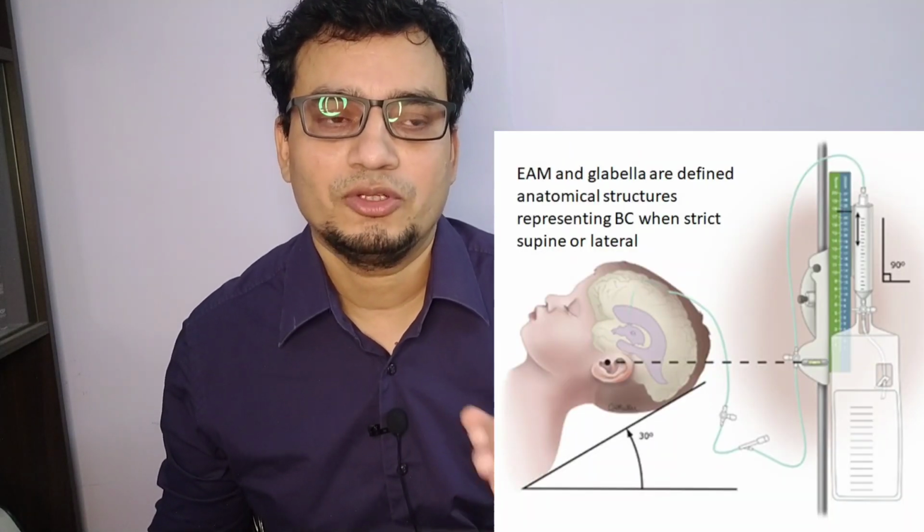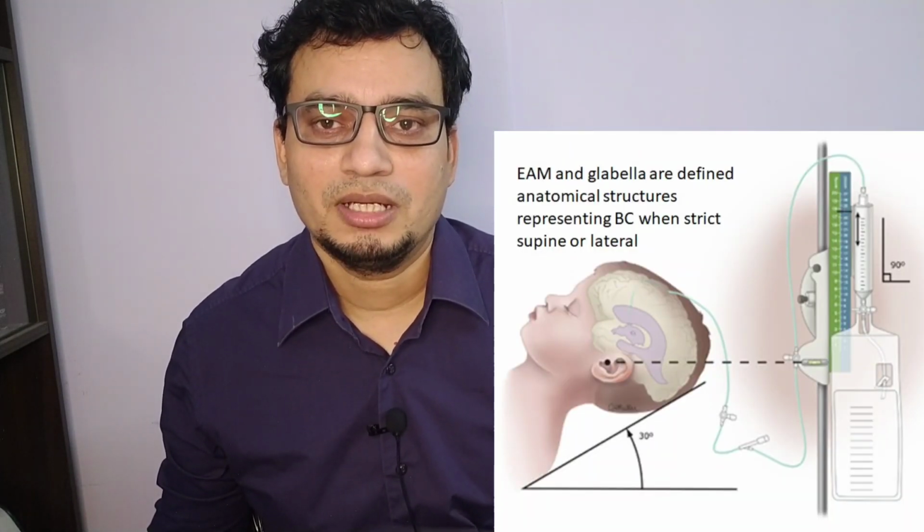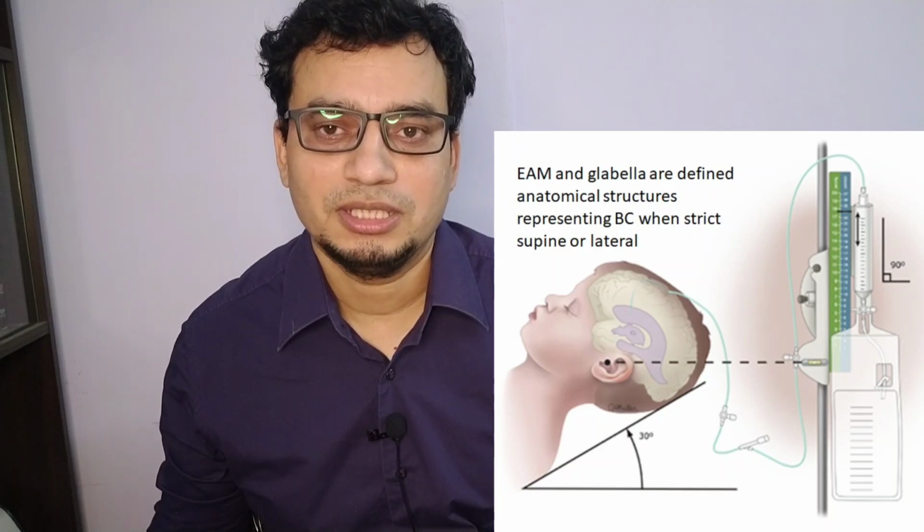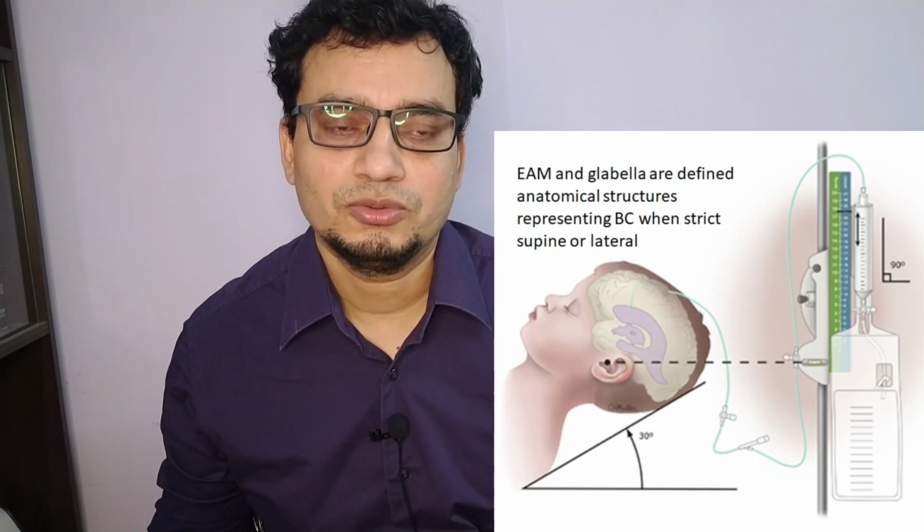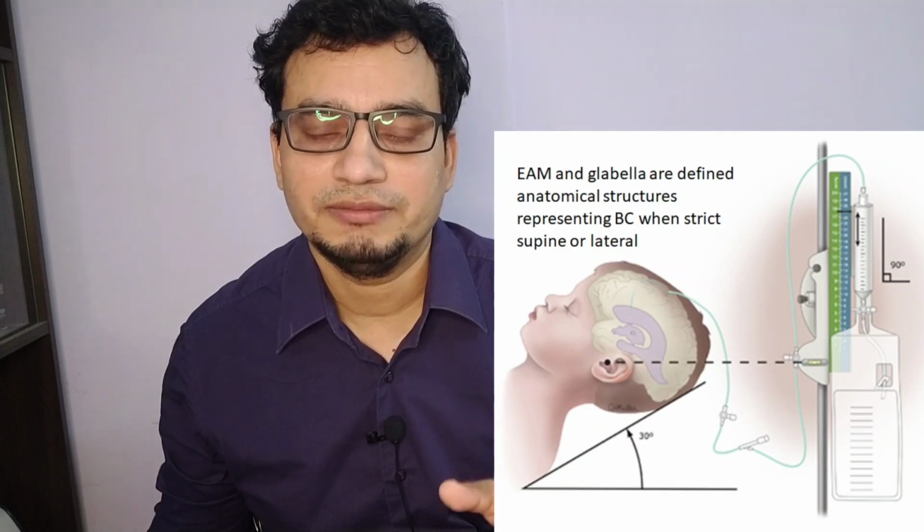And now you should know what should be the exact level where the transducer of these devices is kept. Okay, the positioning or leveling of these transducers is usually at the level of the brain center when the patient is either supine or in the lateral position. Okay, so the brain center is at the level of the external auditory meatus or at the level of the glabella. You should know all that.